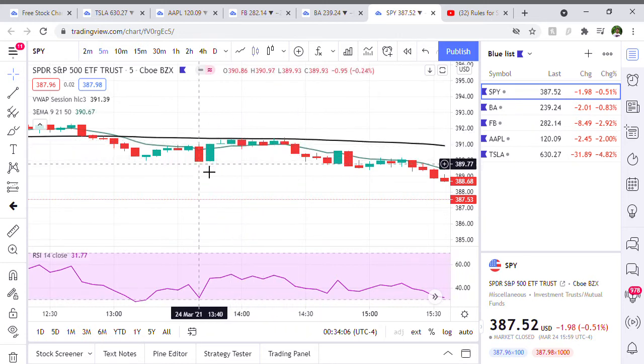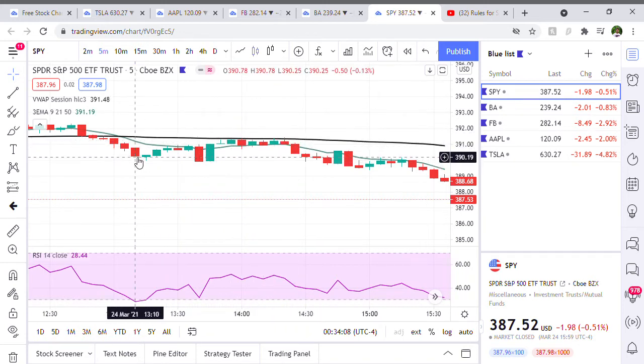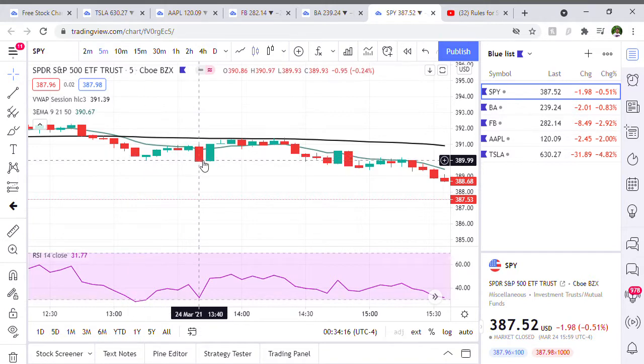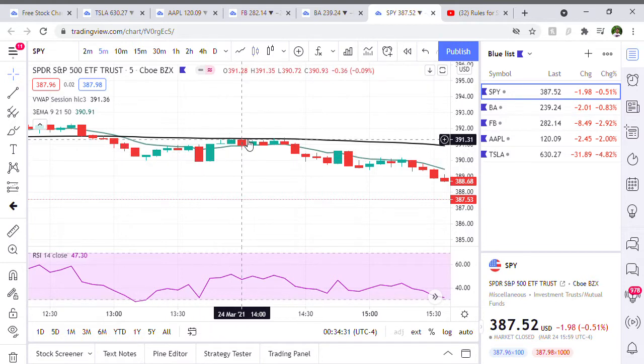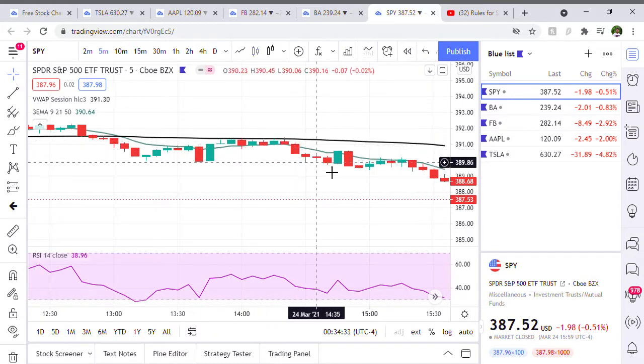Okay, my entry I had decided over here was 390 and 389.75, but it gave me a new low over here, 389.93. Let me go 20 cents below that, so that would be 389.73, rounded off to 389.70. I'm looking for an entry at 389.70. Again it went up, down, down.